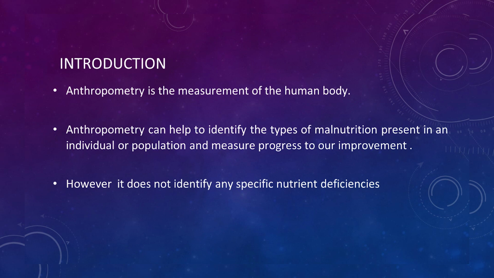However, it does not identify any specific nutrient deficiency, like we cannot identify any specific vitamin deficiency from anthropometry. The deficiency of any nutrient is a clinical diagnosis. For example, scurvy, the vitamin C deficiency, we find from the examination of inflamed gums, but through anthropometry we can rule out gross malnutrition of the child.